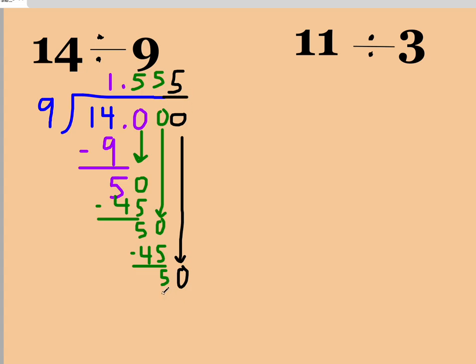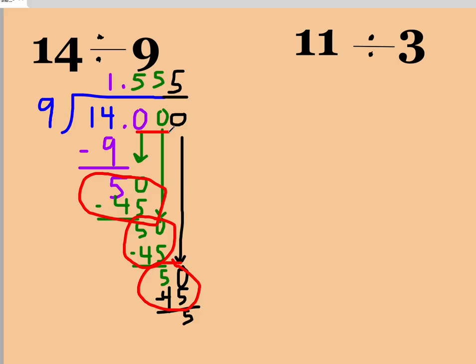And now I'm noticing, wait a minute, I have a pattern. This just keeps happening over and over. So once I notice this pattern, I'm going to circle these on the screen here. I noticed that I got 50 minus 45, 50 minus 45, 50 minus 45. This kept happening.